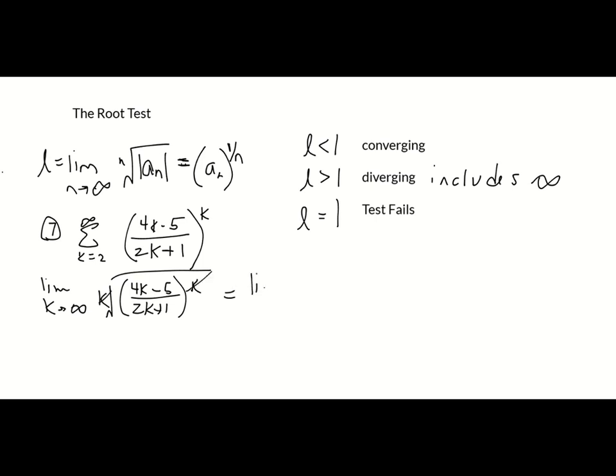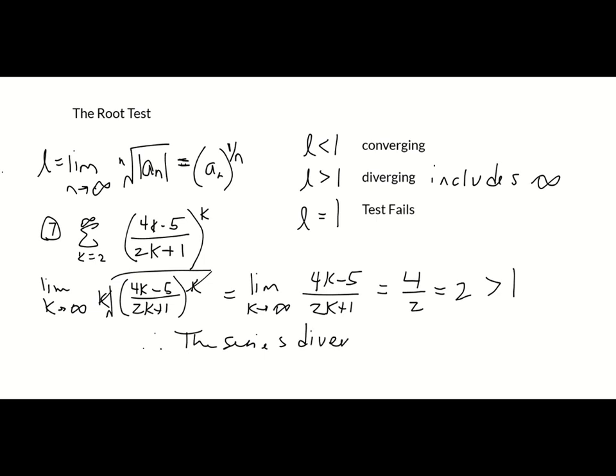So now we're just looking at the limit as k approaches infinity of (4k minus 5) divided by (2k plus 1). Rational function, same degree on top and bottom. So the horizontal asymptote would be the ratio of the leading coefficients, 4/2. 4 divided by 2 is 2. 2 is a number that is greater than 1, which means, therefore, the series diverges by the root test. So this is a kind of nice, easy test.